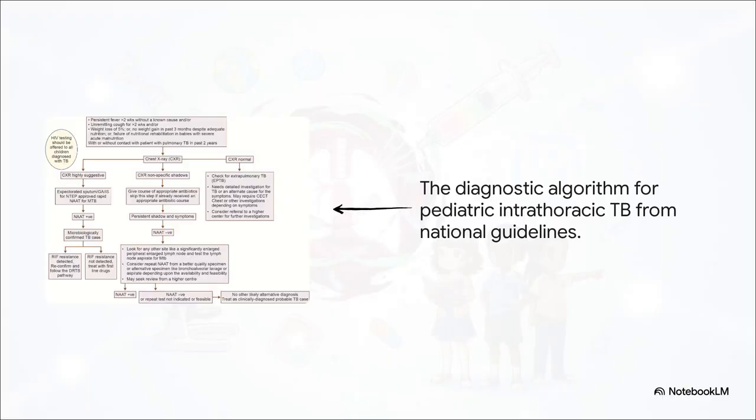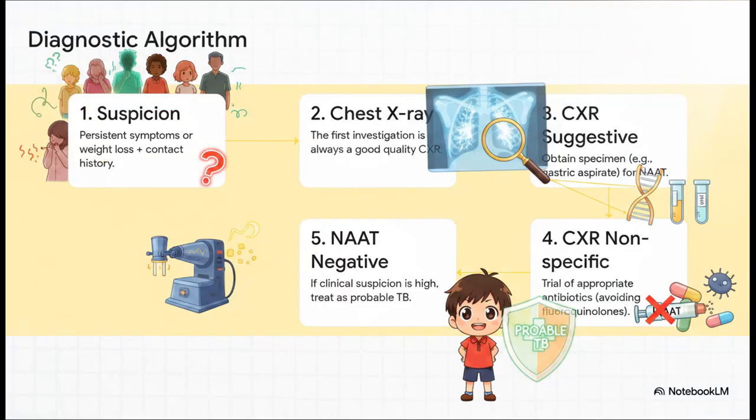This flowchart right here is straight from the national guidelines. I know it looks a little intimidating, but this is your roadmap. It guides you through the whole process. So to make it easier, let's just break it down into the 5 key steps you'll follow. So it always starts with clinical suspicion. From there, your first step is a good quality chest x-ray.